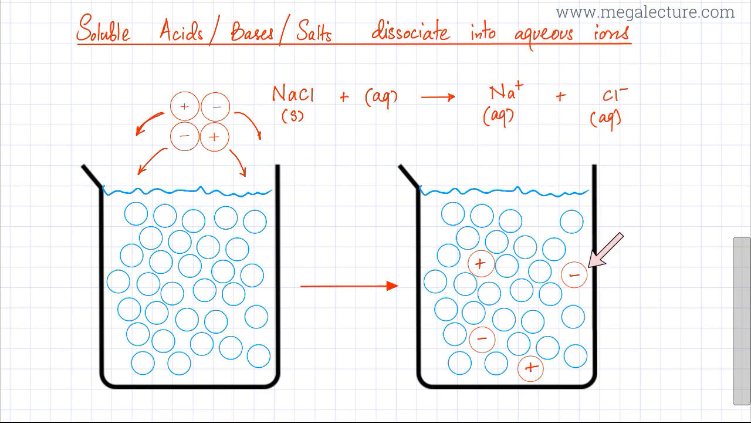This negative ion is also roaming around freely in solution, and they pretty much have very little chance of getting back together again. So this is what dissociated form is. And since I've mentioned that acids, bases, and salts all dissociate in aqueous state if they are soluble. If they're not soluble, then they're going to stay together. They're not going to dissociate. Only if they are able to dissolve in water, only then this would occur.